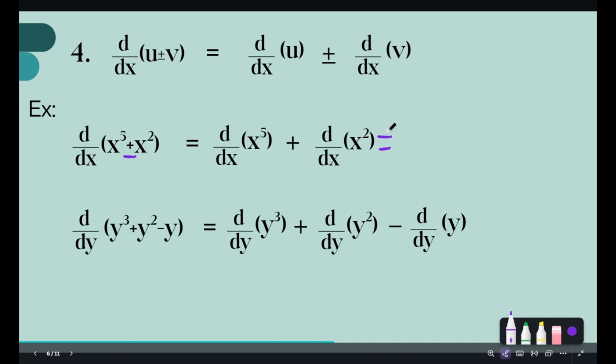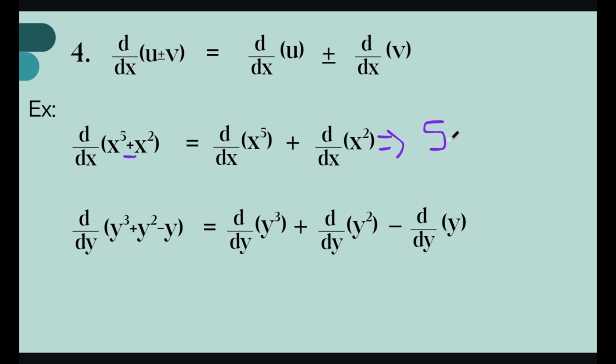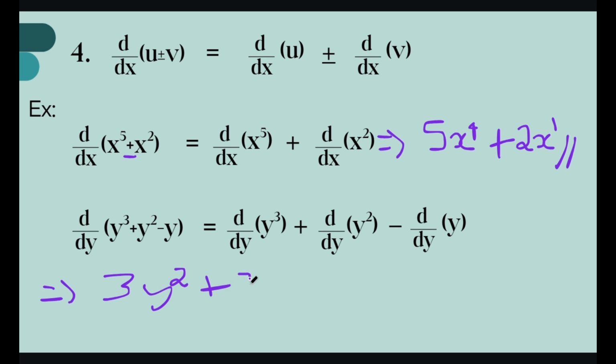Now on solving, taking the power 5 multiplied by the variable x to the power of 5 minus 1, 4, plus the power 2 multiplied by the variable x to the power of 2 minus 1, which is 1. Here, taking the power 3 multiplied by the variable y to the power of 3 minus 1, 2, plus taking the power again 2 multiplied by the variable y to the power of 2 minus 1, 1, minus taking the power 1, and the answer would be here 1.